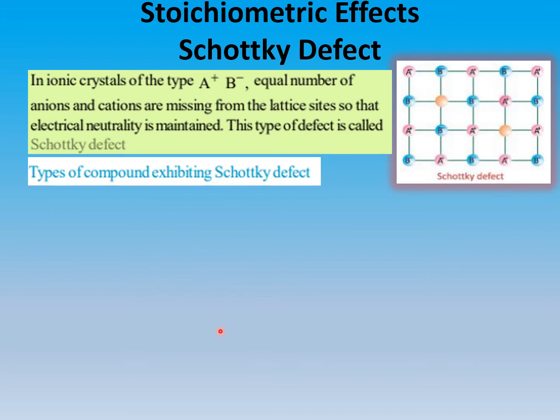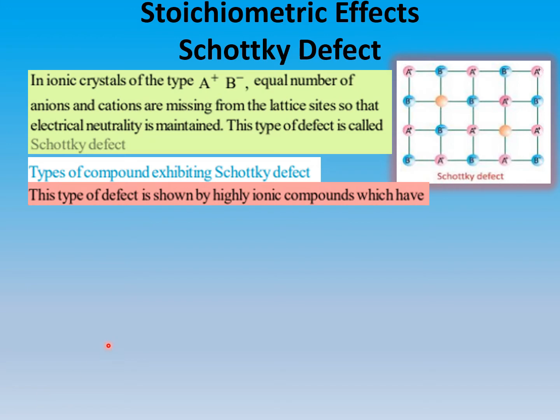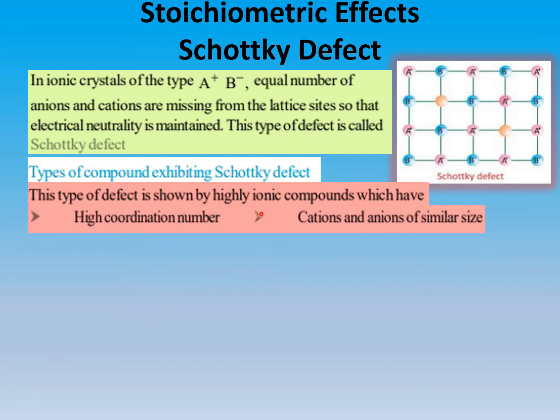Which type of crystals will show this defect? See, plus and minus are there, so highly ionic compounds will show this defect. Is there any special character for these ionic compounds? The ionic compounds which have a high coordination number, and cation and anion of similar size, will show this defect. You need to remember these two: a high coordination number, and cation and anion of similar size. The examples are potassium chloride, sodium chloride, silver bromide, potassium bromide and cesium chloride.